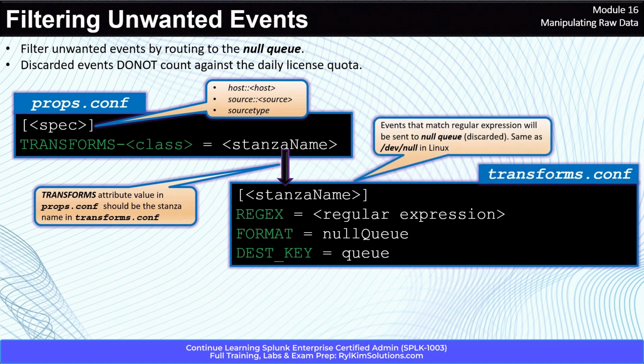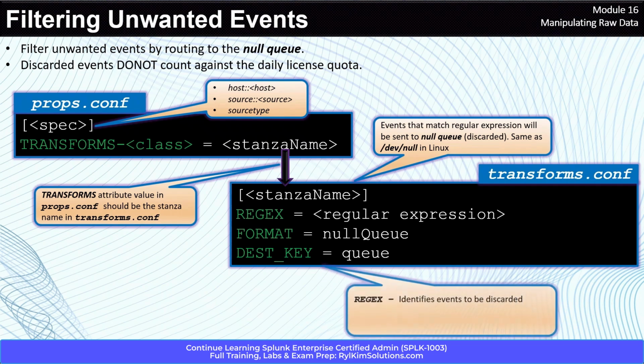What you are really doing here is that you are going to look for events that match the regular expression and send those events to the null queue. So this is the same as /dev/null in Linux. If you have some experience with Linux, this is something that you would have come across. Now let's explain those attributes.